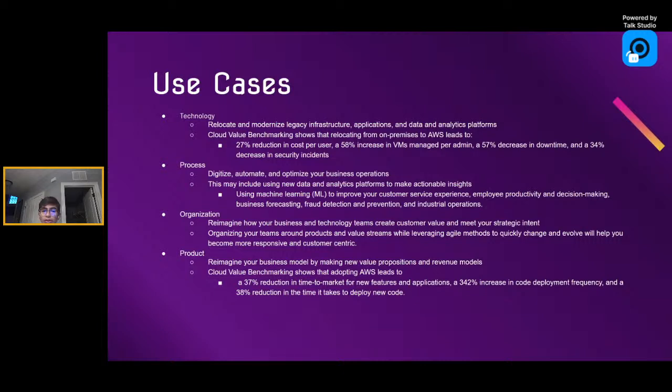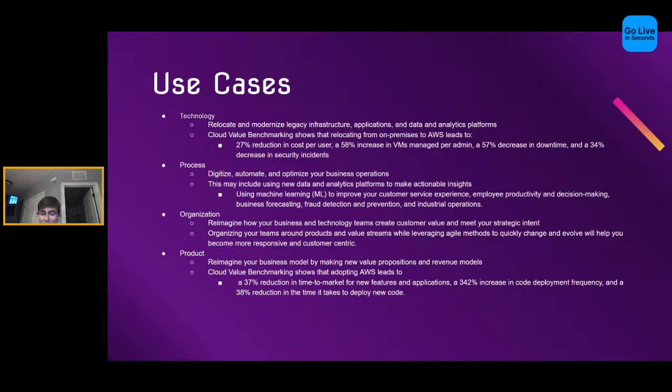Next, organization. You can reimagine how your business and technology teams create customer value, and you can help meet strategic intent. Organizing your teams around products and value streams while leveraging agile methods to quickly change and evolve can help you become more responsive and customer centric.